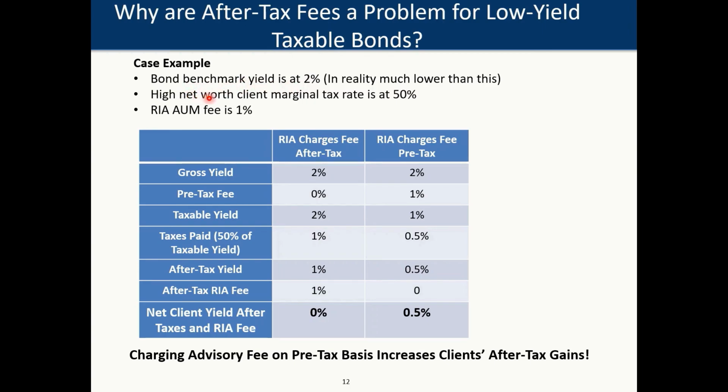Again, we're assuming we're managing a high net worth client. Their marginal tax rate is 50%, so they're in a high-income-tax state as well. The RIA fee is 1%, just to make things simple.